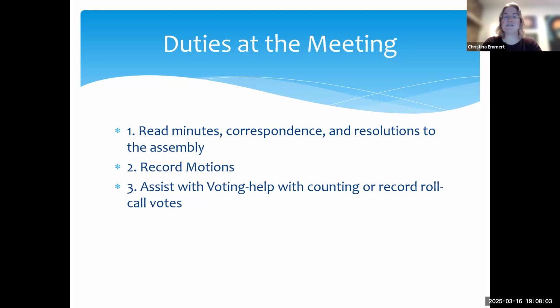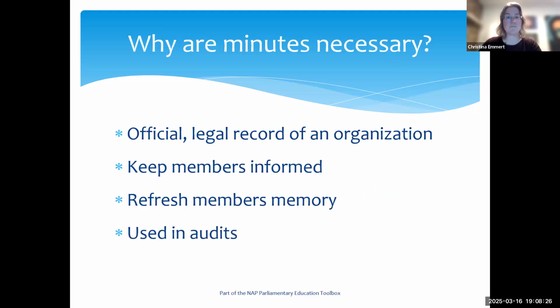Also, you would read the minutes, any correspondence that you have received, and any resolutions that anybody sent ahead of time to the assembly. You would record motions, of course, that were made, if they were adopted, if they were defeated. You would assist with voting, helping to count, or if there's roll call involved, you would record the roll call votes. And so those are some of the basic duties. We'll go over some of those in more detail as we go on.